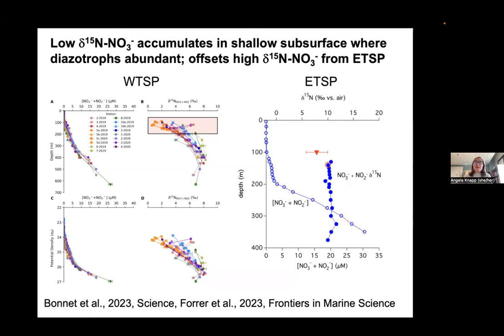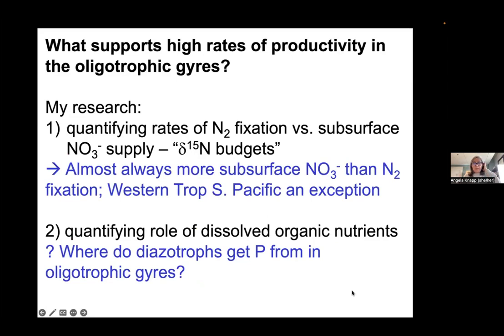So to me, this is painting a consistent story that there are really significant rates of nitrogen fixation that are contributing to a lot of export production, and they're significantly changing the geochemistry of the region. And so this is really exciting to me.